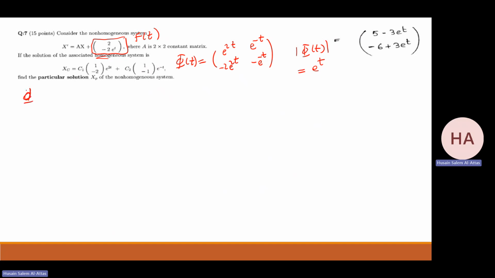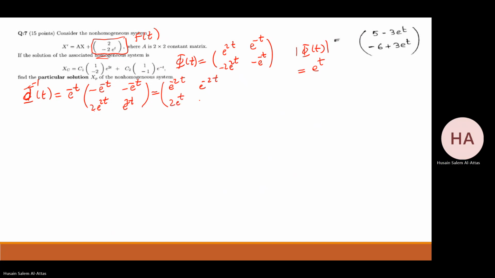So phi inverse of t will be e to the minus t times what? This is, change the location, and change the sign. And that would be equal to e to the minus 2t, e to the minus 2t, 2e^t, e^t. That's phi inverse.